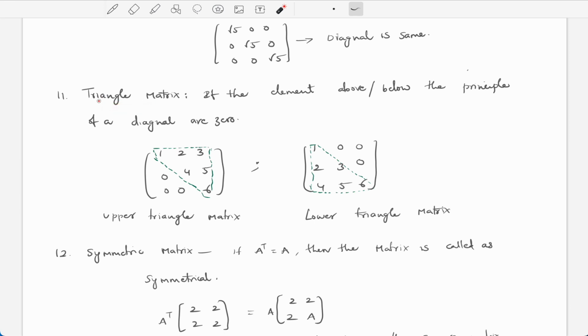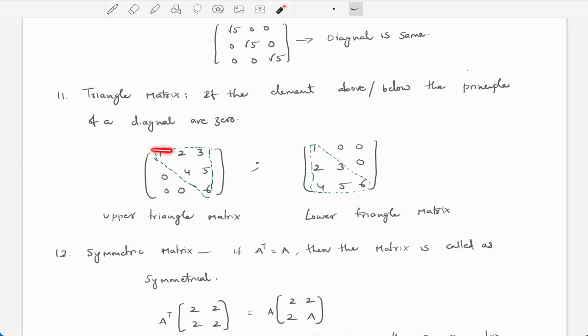So what do you mean by triangle matrices? If the elements above or below the principal diagonal are zero, then we simply call it a triangle matrix. I'll give you an example. Here we have a good example: below the principal diagonal, these are all zeros.